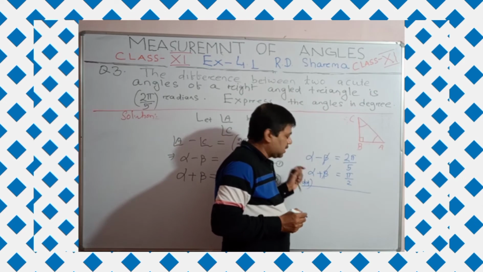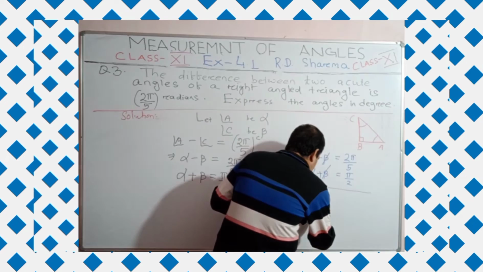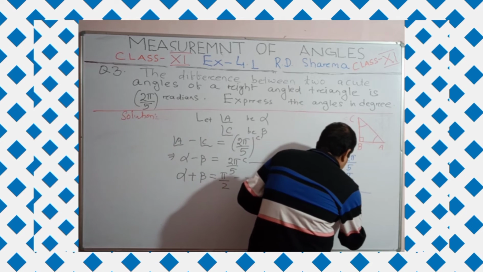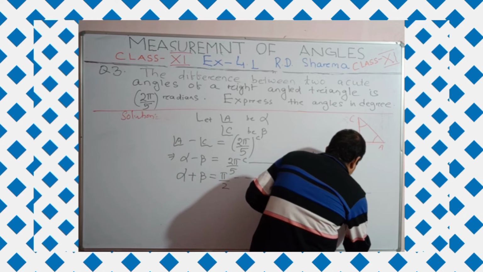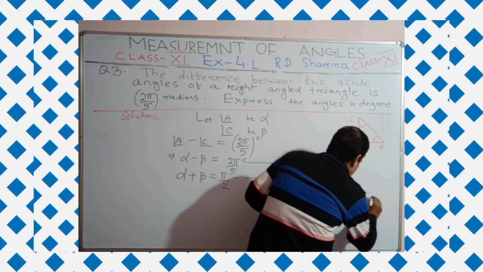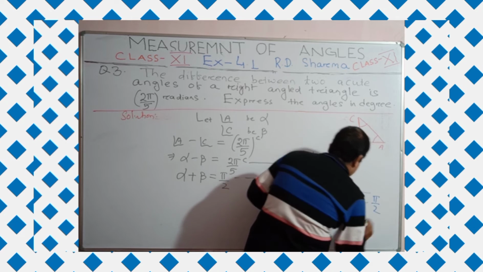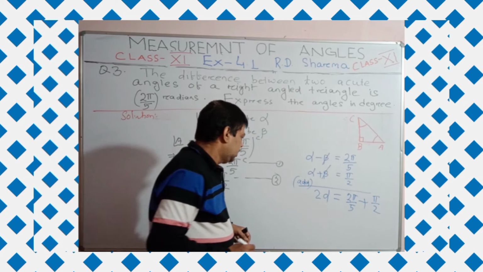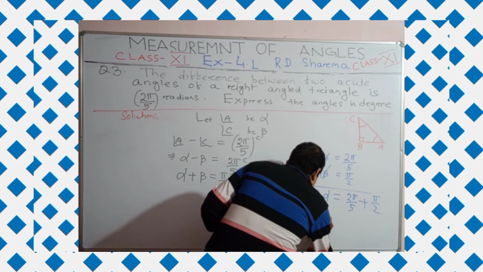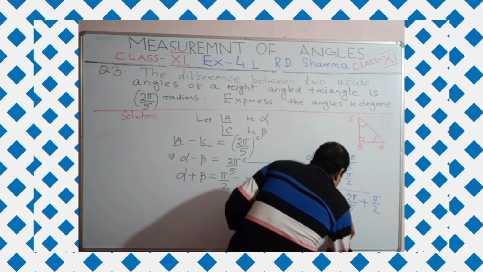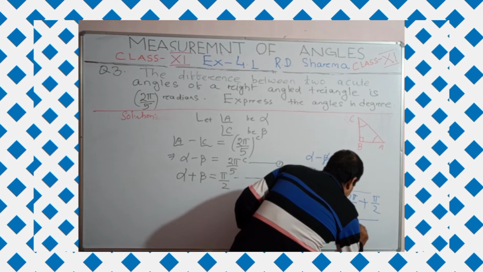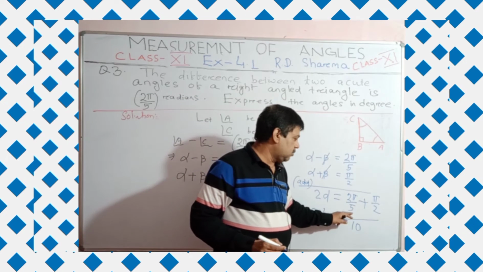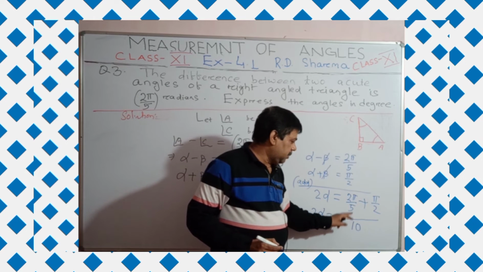So here alpha plus alpha is 2 alpha, and on the other side, 2 pi upon 5 plus pi upon 2. Yes or no? You have to add 2 pi upon 5 plus pi upon 2. Is it clear? So 2 alpha is equal to, you take the LCM. What is the LCM of 5 and 2? It will be 10. The 10 divided by 5 is 2.